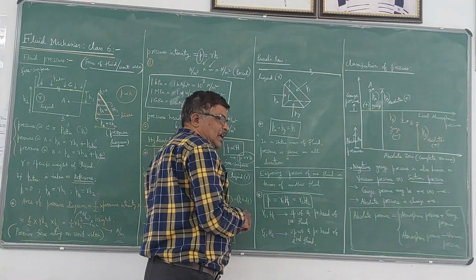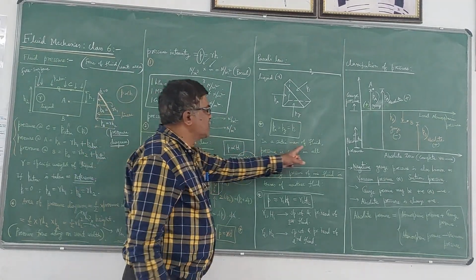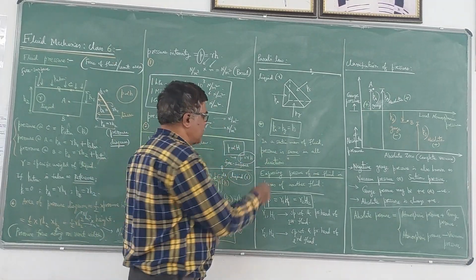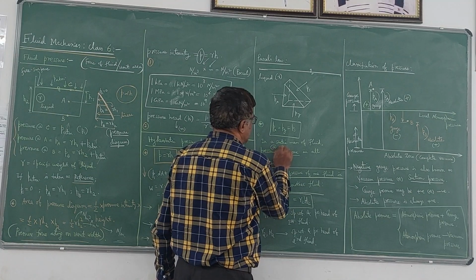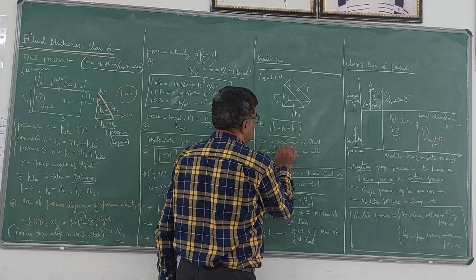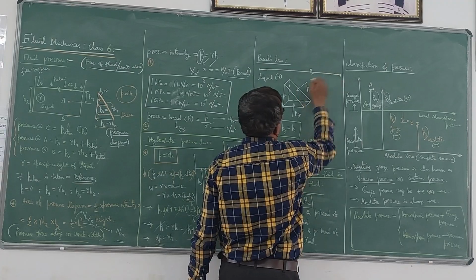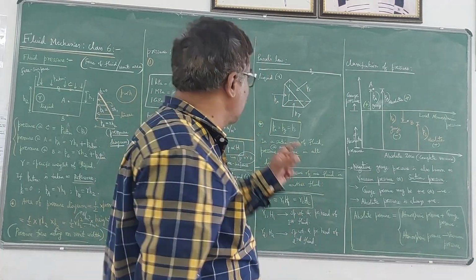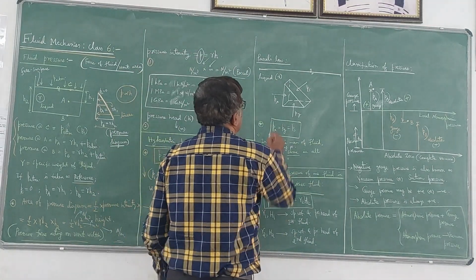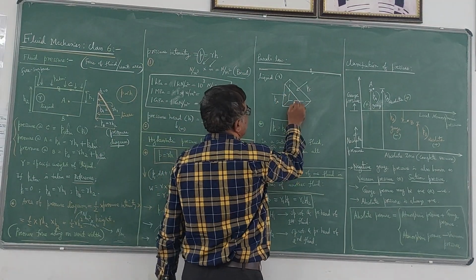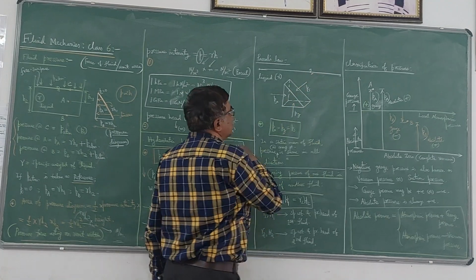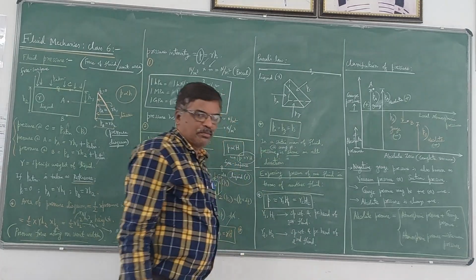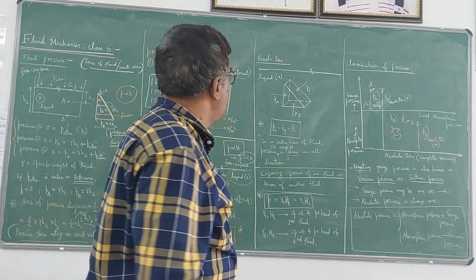In Pascal's law, once again in a static mass of fluid, pressure is the same in all the directions. That means pressure at any point is the same in all the directions. Suppose you consider a liquid. So I will consider a fluid element, a triangular element, something like this. I will take x direction pressure like this, y direction like this, s direction like this, inclined. So according to Pascal's law, all these three pressures are the same. Px is equal to Py is equal to Ps.